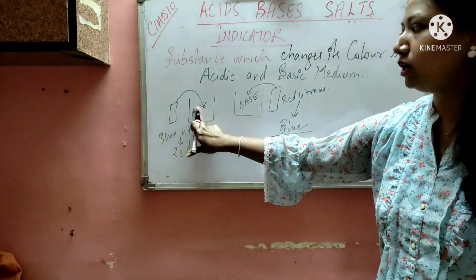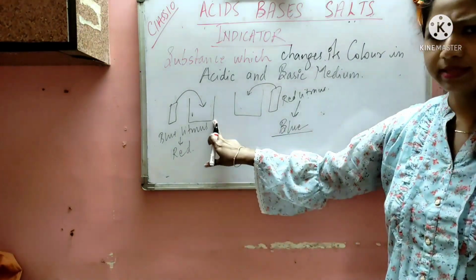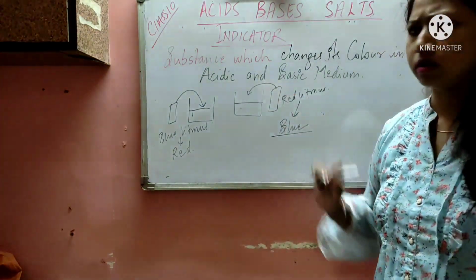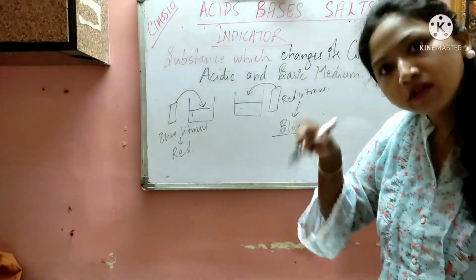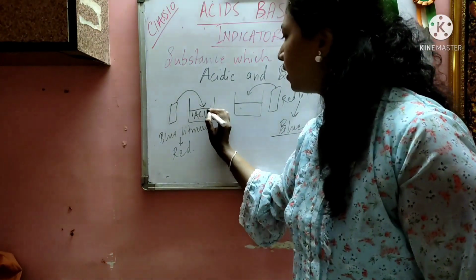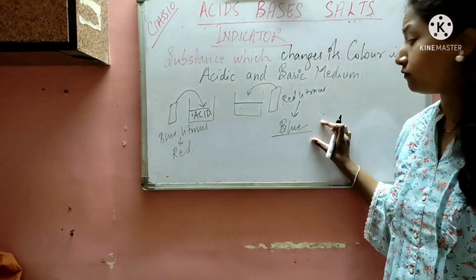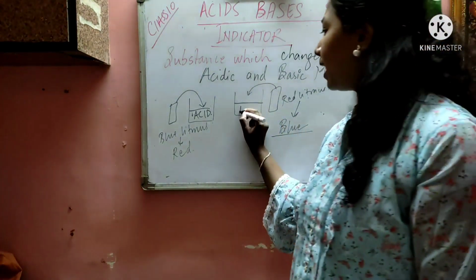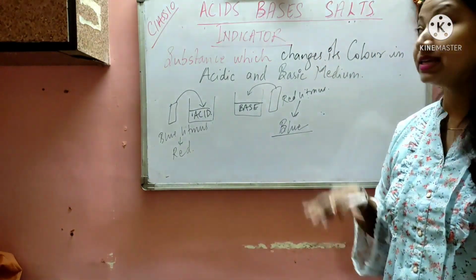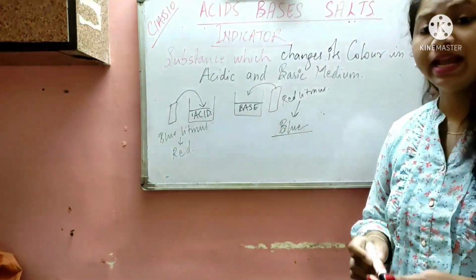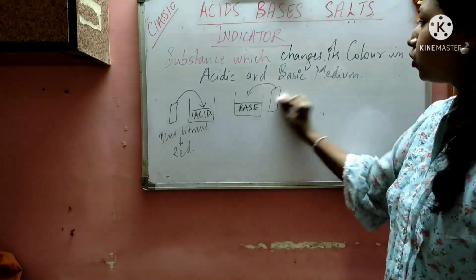For example, we don't know whether the solution is acid or base. You take the solution and dip the litmus paper into it. If the blue litmus turns red, the solution is acid. If you take a red litmus, dip it into the solution and it turns blue, it is a confirmation that your solution is base. Hence it is called an indicator. It indicates whether your solution is acidic or basic. We are going to talk about this in detail.